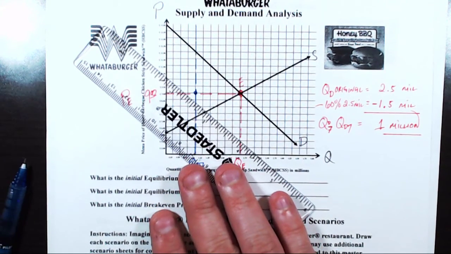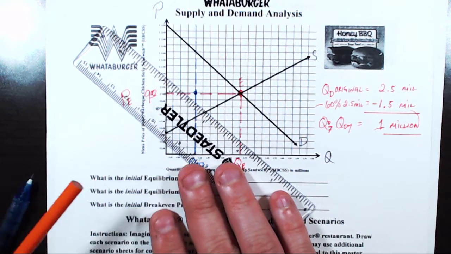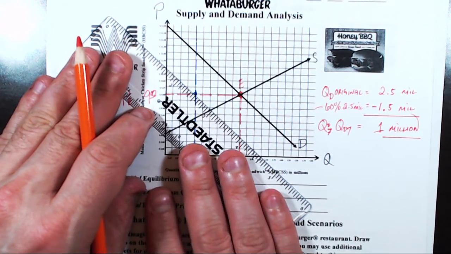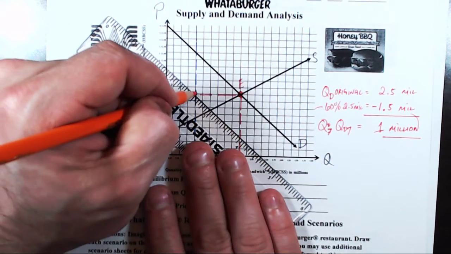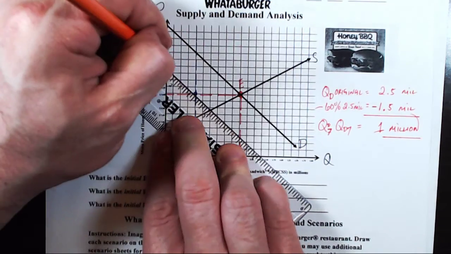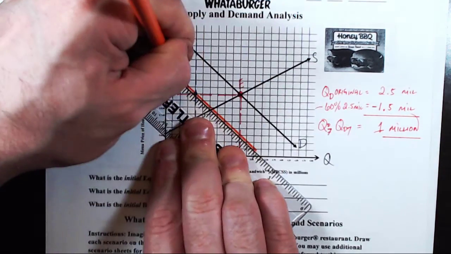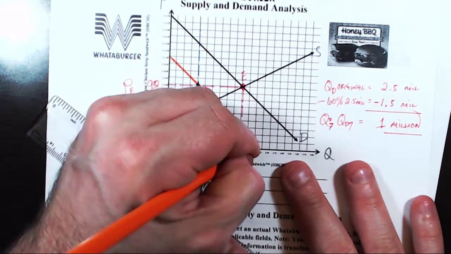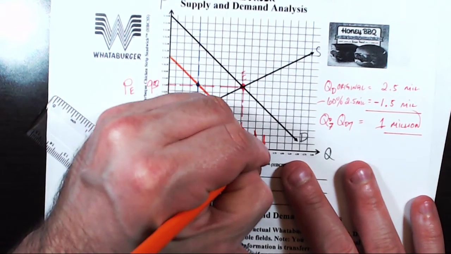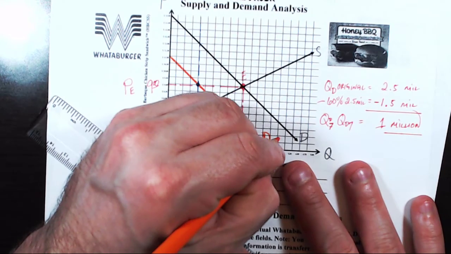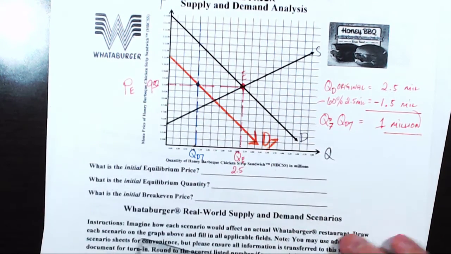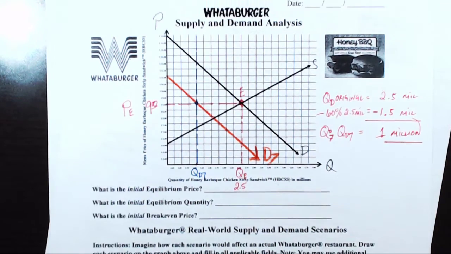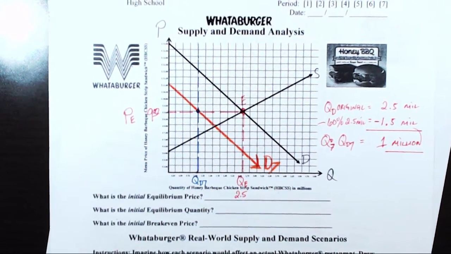Now this time I'll use orange and make your lines parallel. And we're going to have it pass through this point right here. So we're shifting demand down. Okay, so this is my new demand for scenario 7. All right, that's what that is. Okay, so we can do our analysis now, and we'll be finished with the activity.